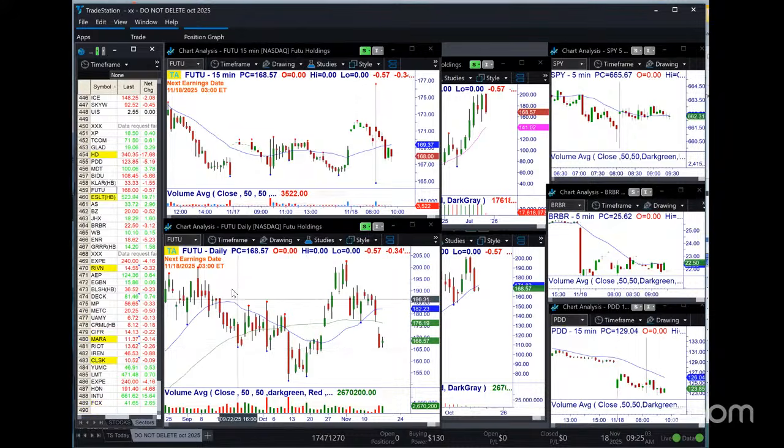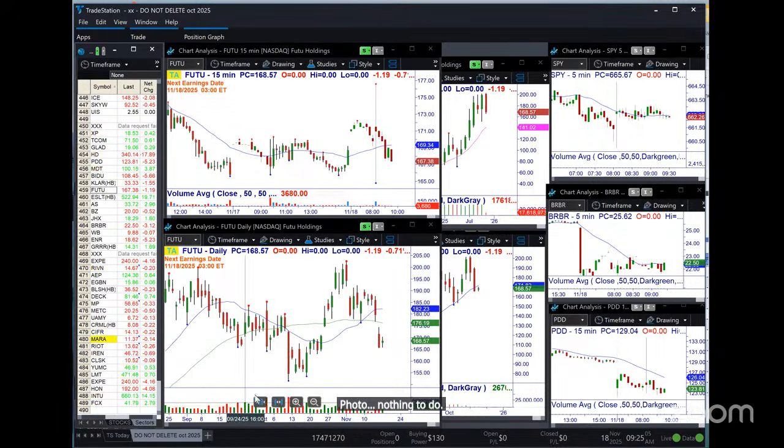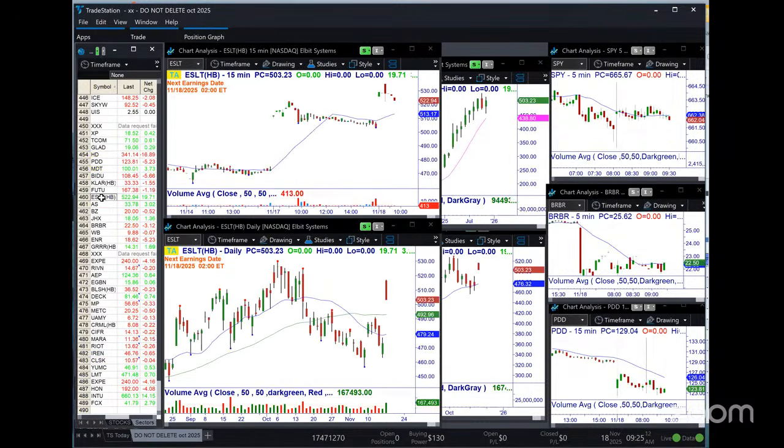Futu, nothing to do. Condor setup though. Another Condor if you can get the 200s and the 150s. I think I did look yesterday and there was no premium. 522, this is a bullish gap over a red bar, but there's no price void.